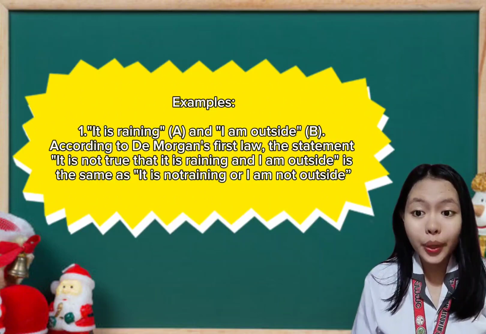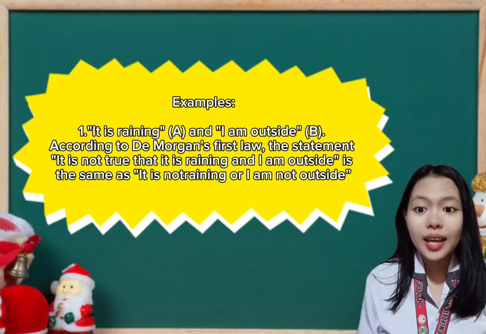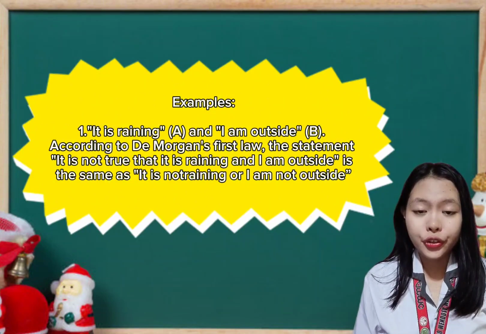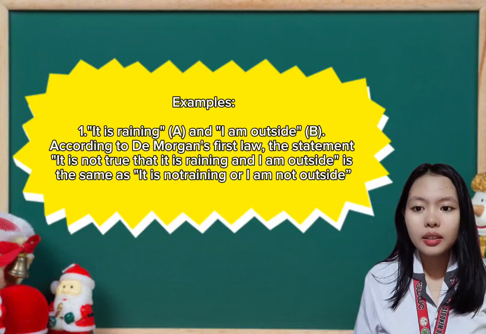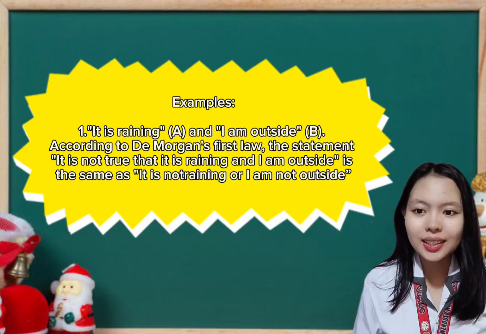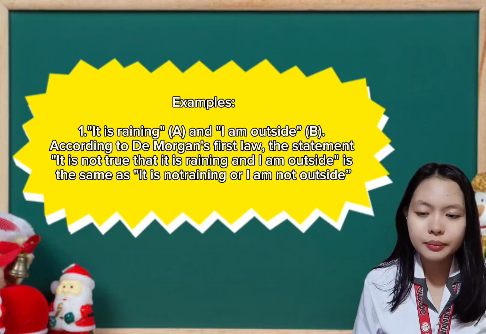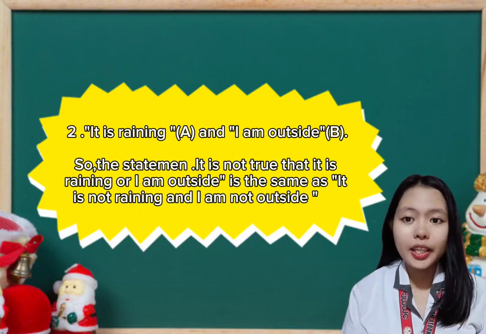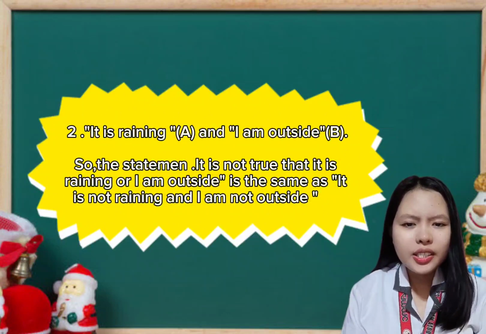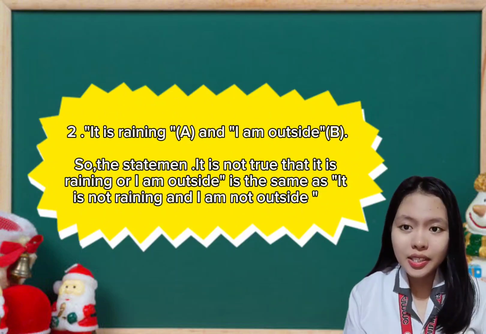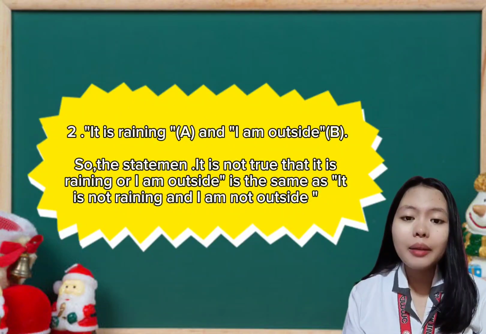Examples: it is raining, A, and I am outside, B. According to De Morgan's first law, the statement "it is not true that it is raining and I am outside" is the same as it is not raining or I am not outside. Second, it is raining, A, or I am outside, B. So the statement, it is not true that it is raining or I am outside, is the same as it is not raining and I am not outside.